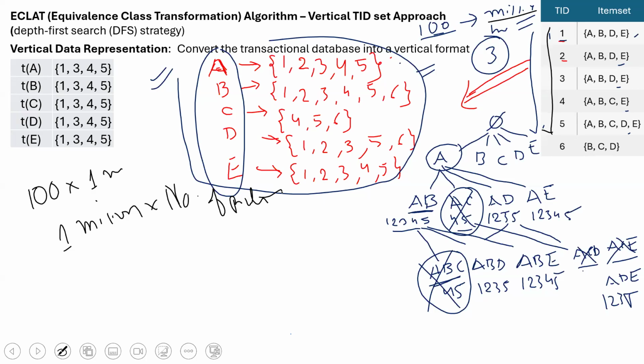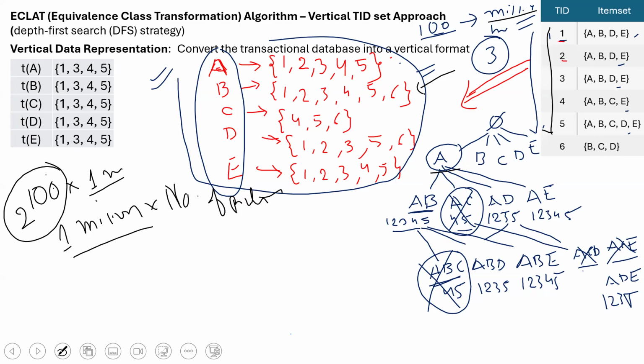Right. So the original would be 2 to the power of 100 into 10. For every transaction, for every item set, so the total number of item sets for 100 products will be 2 to the power of 100 into 1 million times we have traversed. But now we have traversed only 1 million times to get this vertical format. And once we got this vertical format, we are just reducing the number of times we traverse through everything.